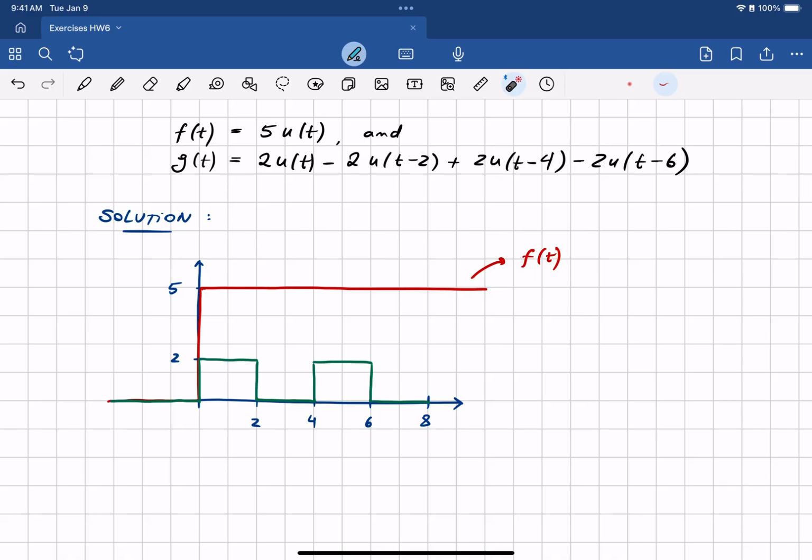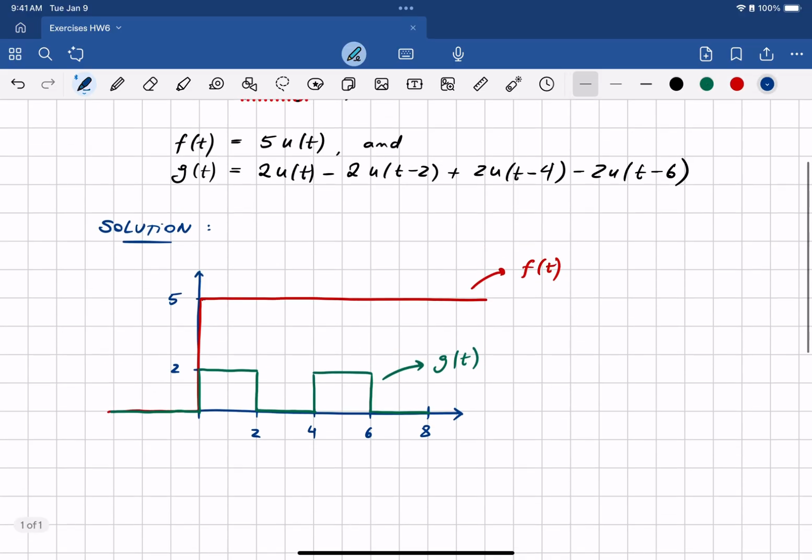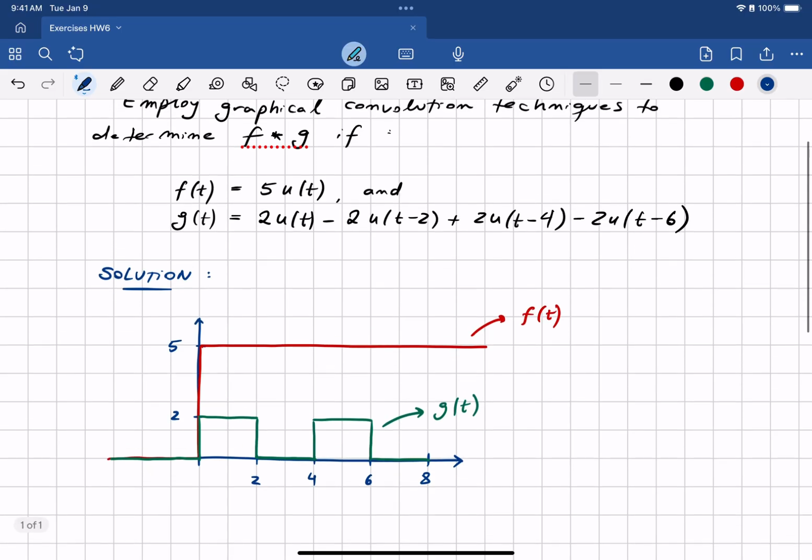So essentially what we need to calculate here is the convolution of these two functions. I know that it's not that straightforward. Always you can go ahead and apply the definition, but in some cases it's easier just to follow the graphical representation, the graphical technique, to calculate it.